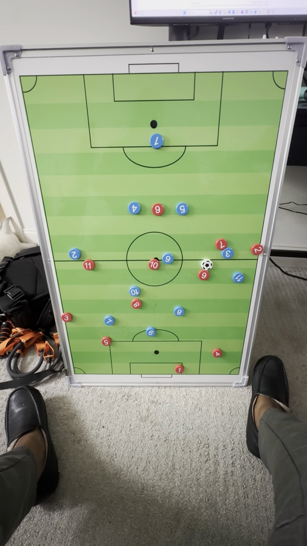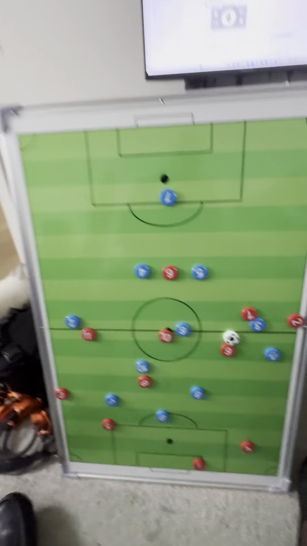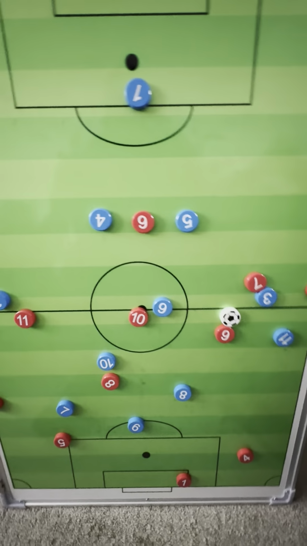for the 4-2-3-1. There's my dog. He's always sleeping as usual. But let's get this set up.